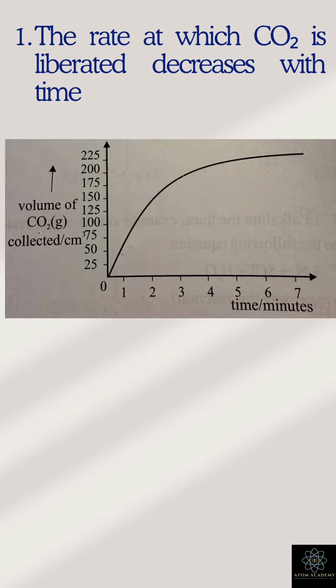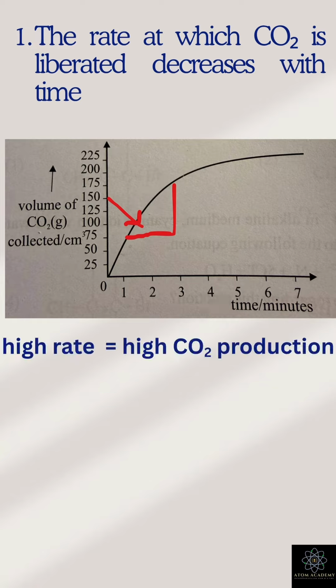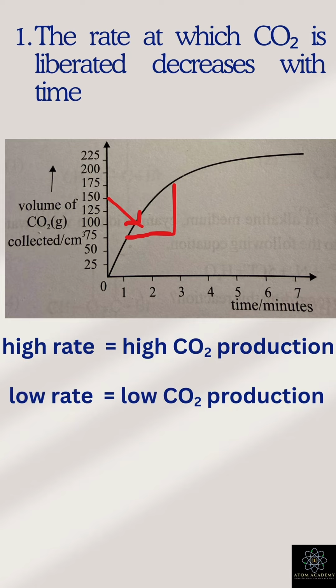In the graph, the y-axis represents the volume of carbon dioxide collected and the x-axis represents time. The slope of the curve at any point represents the rate of the reaction. At the beginning, the curve is very steep, meaning carbon dioxide is produced very rapidly, so the rate of the reaction is high. As time goes on, the curve becomes less steep and finally levels off, which means the rate is decreasing, so the statement is correct.